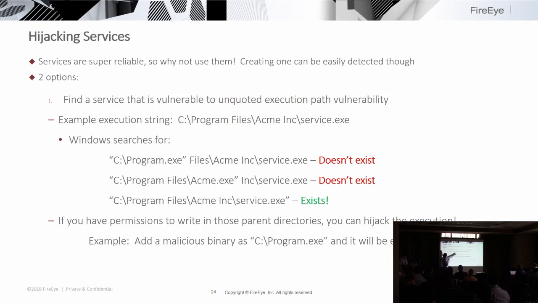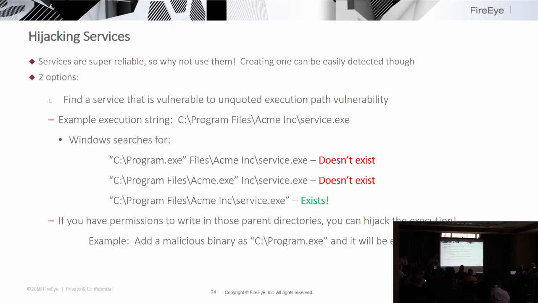So for example, in this one, if I can write to C and I put c.program or cprogram.exe, it's going to try to call this first. If it doesn't exist, then it's going to try the next space, just add an exe. It's going to try to call that. If that doesn't exist, then it will call the actual service that it wants. So you could take advantage of that and abuse that by writing your executable to disk if you want to, and call yours before it calls the legitimate one.